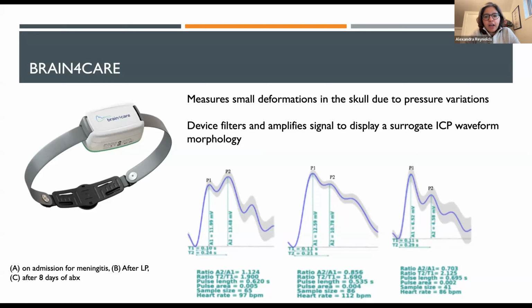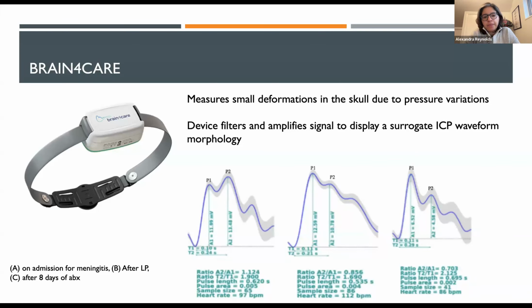We don't know a ton about how this is affected, for example, in patients with hyperostosis. They claim that you should be able to use it on everybody, but we really don't know that quite yet. And certainly the headbands are made for older children and adults.